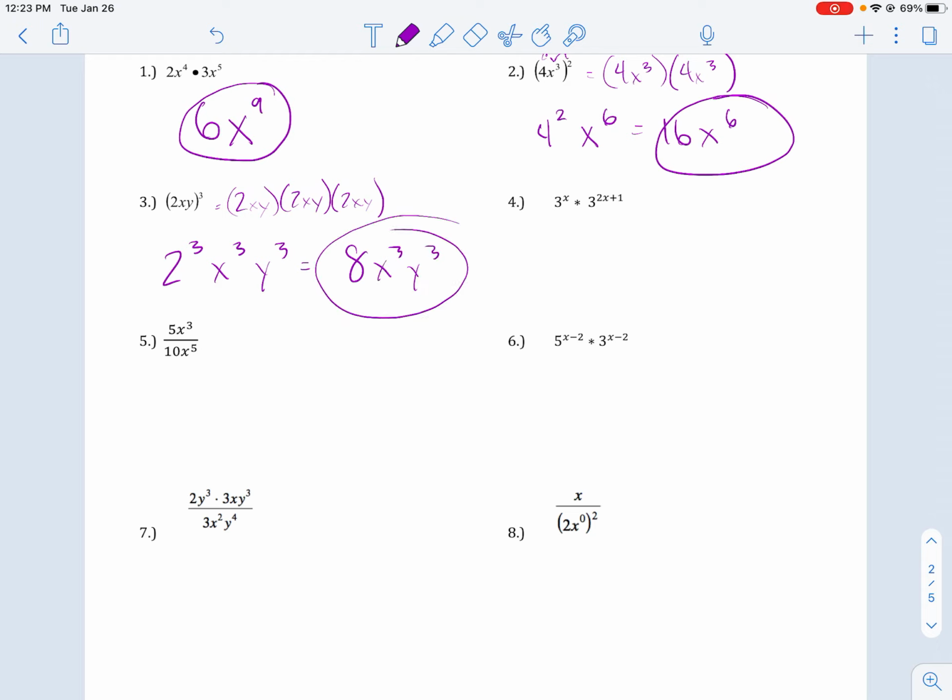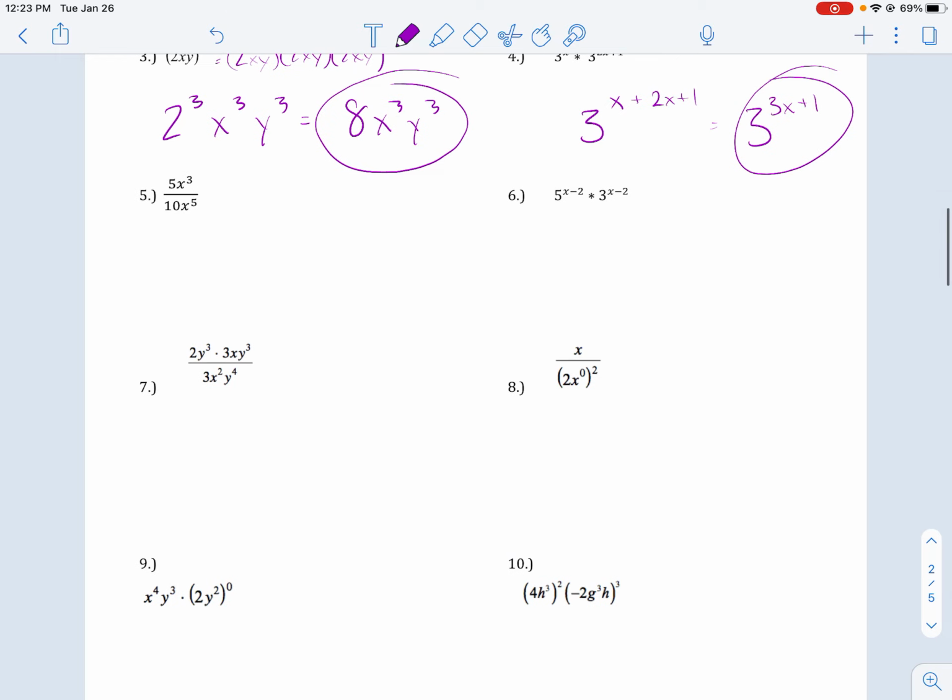Take a look at number 4. We have the same base, so we're going to keep the base, and we're going to add the exponents. So we end up getting 3x plus 1. All right, let's keep going.